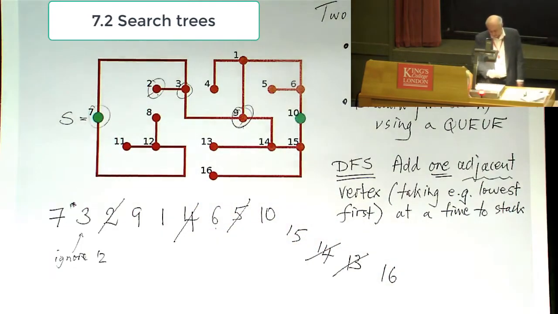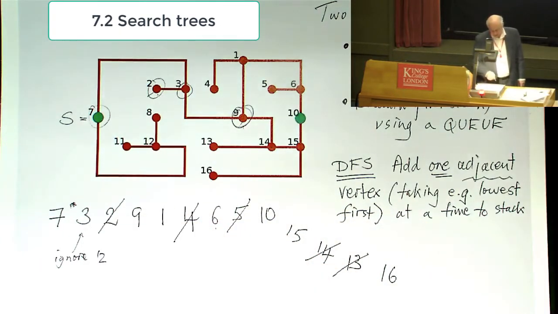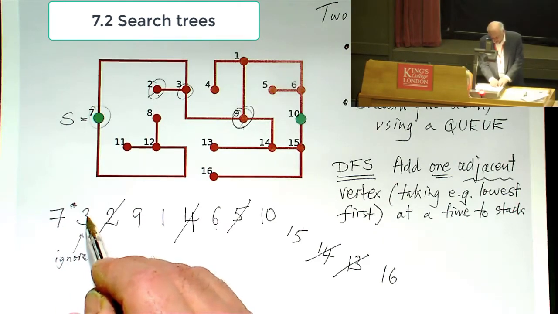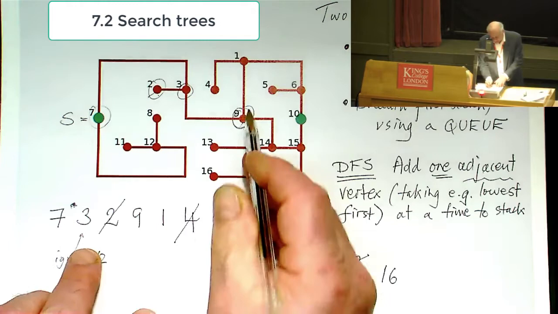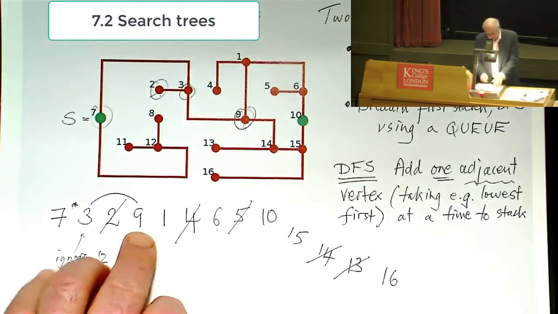I'm not going to cross it all out, but we do have to take all these vertices off the stack and go all the way back to 7. Okay? So one way of indicating this is, let's just do it again. We're starting at 7, then we add 3, and then we go to 2. But how did we get 9? We got 9 because we had to backtrack there.